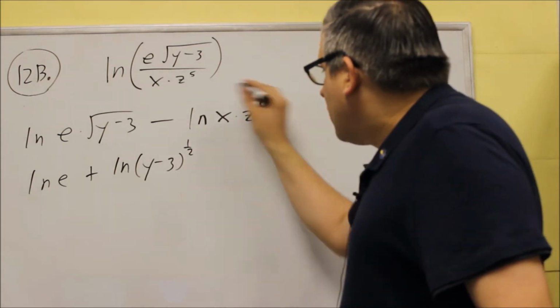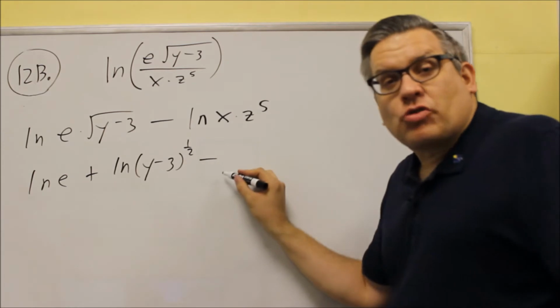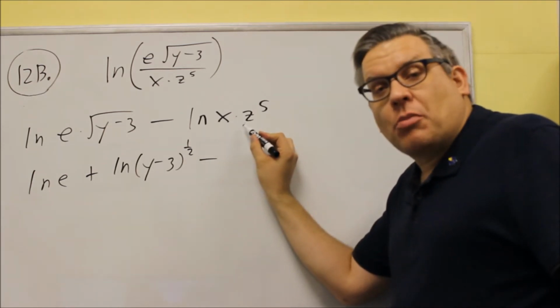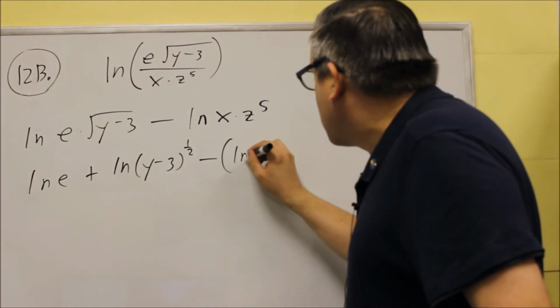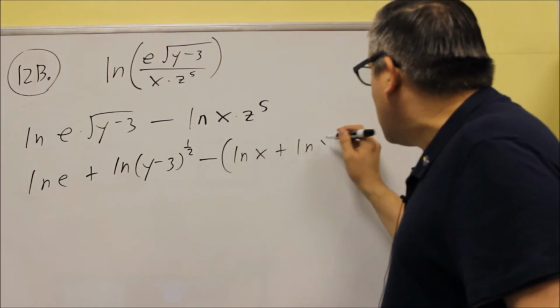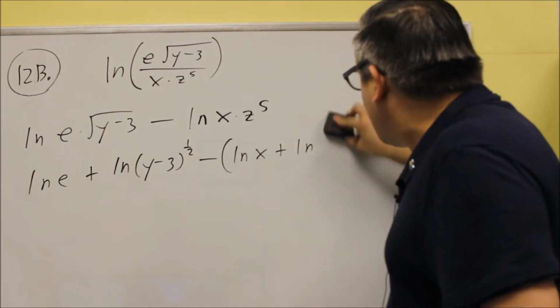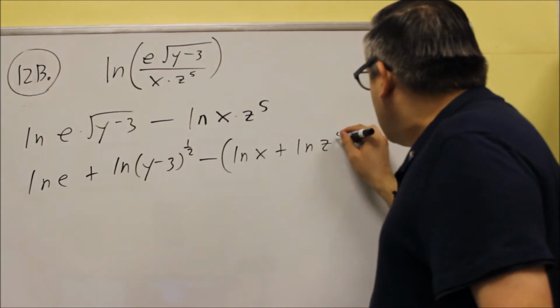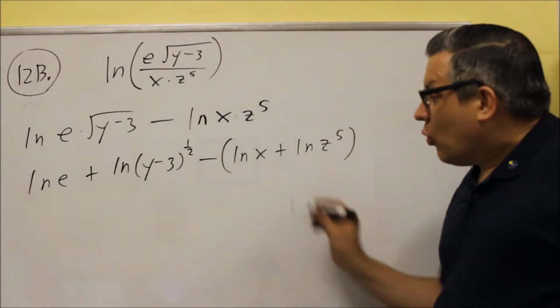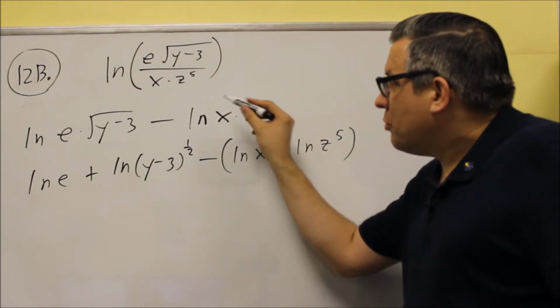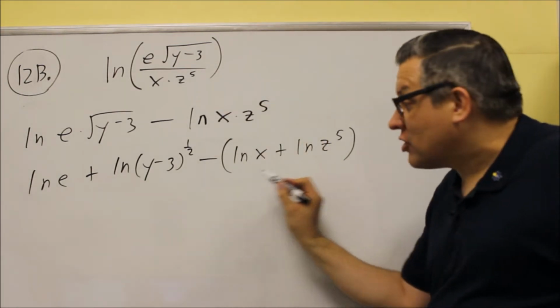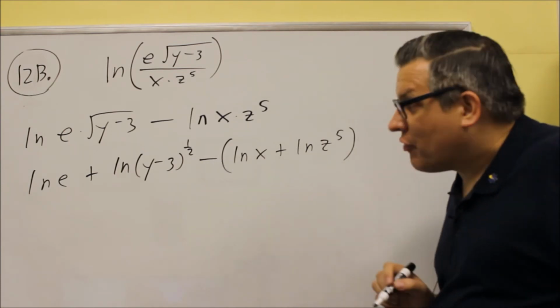And then this one here, I have a subtraction, but I have two things being multiplied. What I'll do is I'll put a parenthesis there, and we'll do natural log x plus natural log of z to the fifth. Just like that. We have to keep all this inside parentheses because both of them were originally on the bottom of the fraction. That's why they both have to have the negative out front.